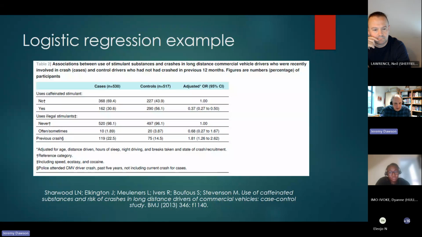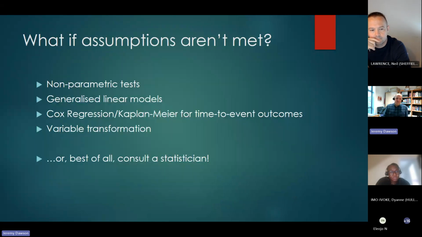So that's a brief look at logistic regression. I'm just going to say very quickly what you do if the assumptions are not met, because this is something that also came up in the survey, I believe. Well, there are various different options. Non-parametric tests, which are those which don't make assumptions, can be used. Generally speaking, they're much less flexible, much less powerful. So although they're useful in some circumstances, they wouldn't be a replacement for some of the types of analysis that we've just been looking at.